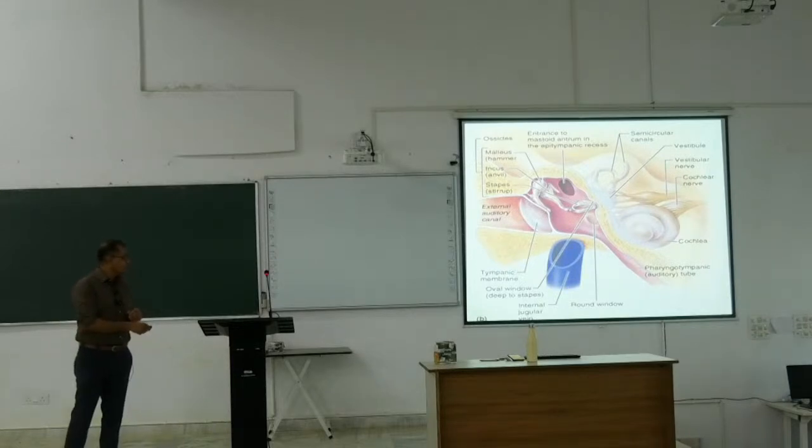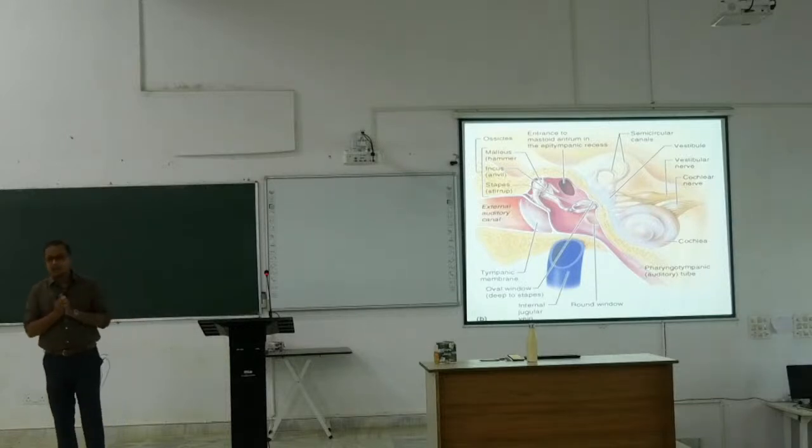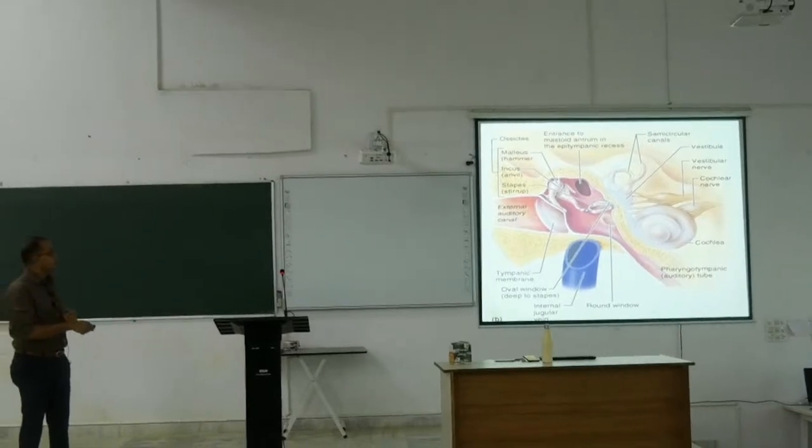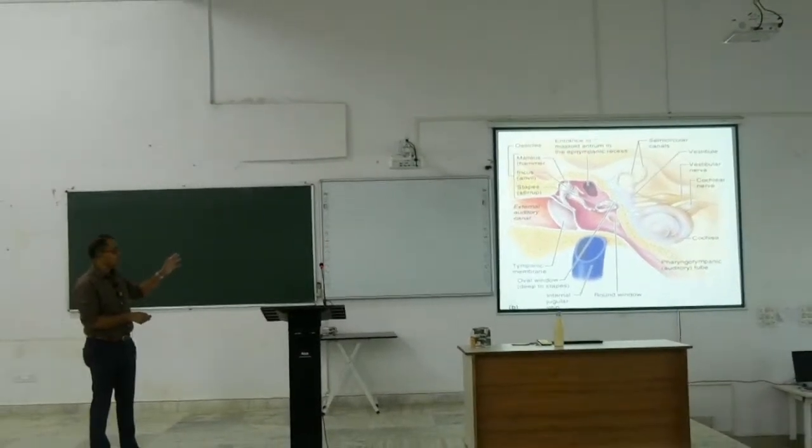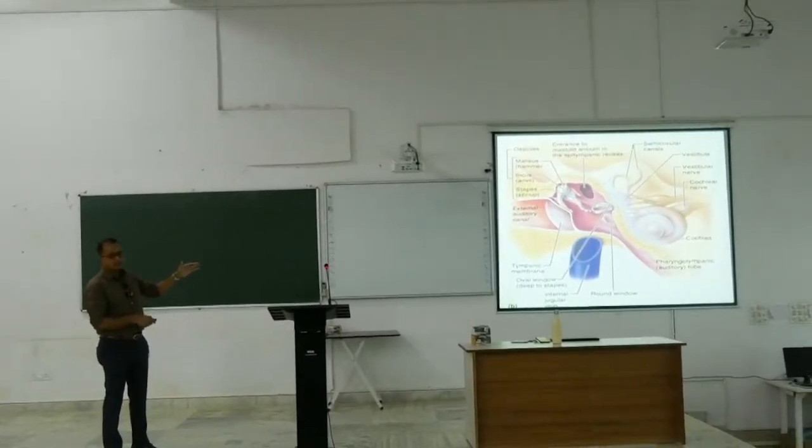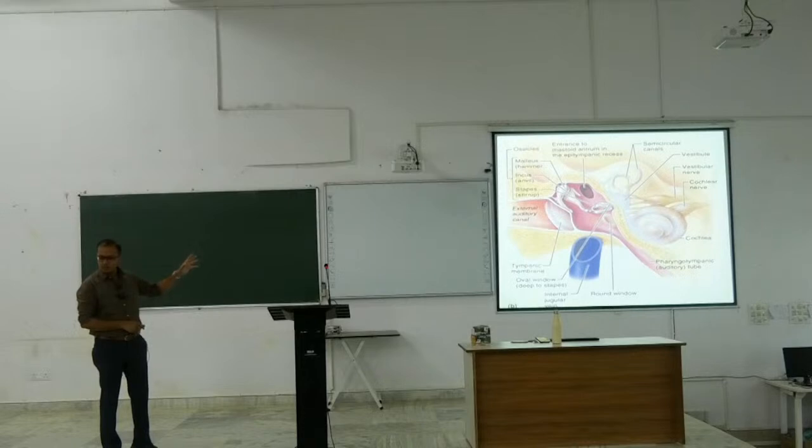Now this membrane, as you see here, has two layers. One is the layer facing this external auditory canal, and the other side is facing the middle ear. So it has an external or lateral side, and a medial side, facing different segments of the ear. The region facing the external auditory canal is lined by skin. What skin? The same skin which is lining the external auditory canal lines the outer side of this membrane.